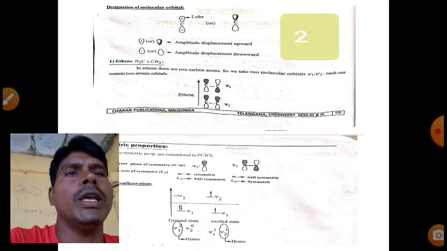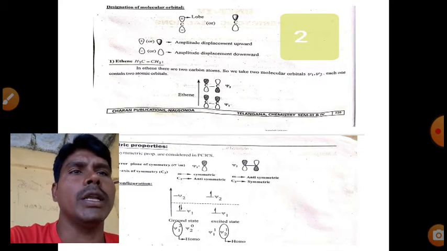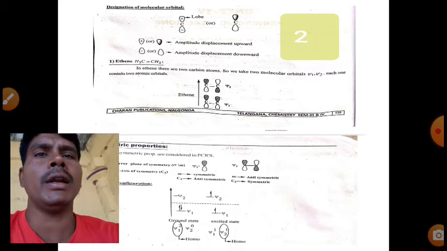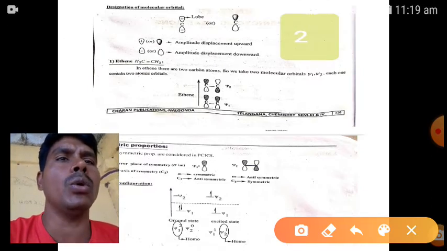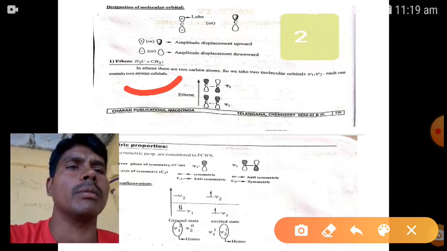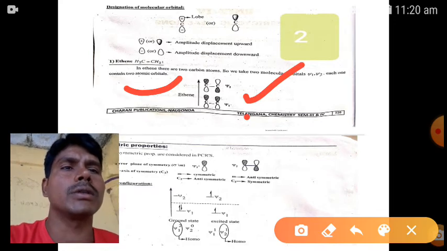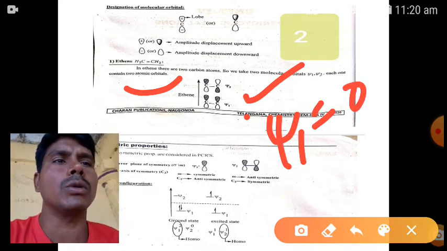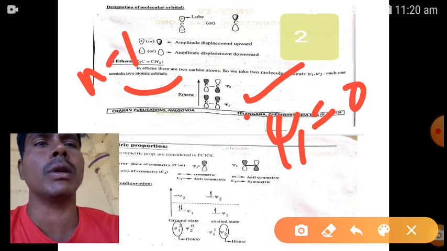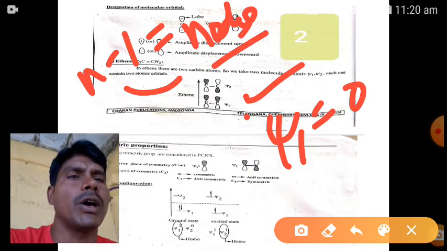Here you take the ethene molecule. In ethene there are two carbon atoms, so we take two molecular orbitals, psi 1 and psi 2, each containing two atomic orbitals. Psi 1 means no node, and psi 2 means one node. The number of nodes is n minus 1.